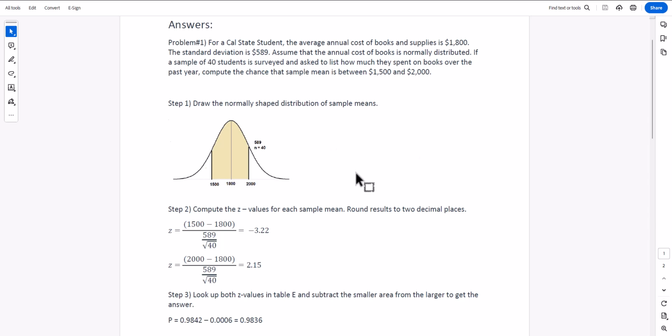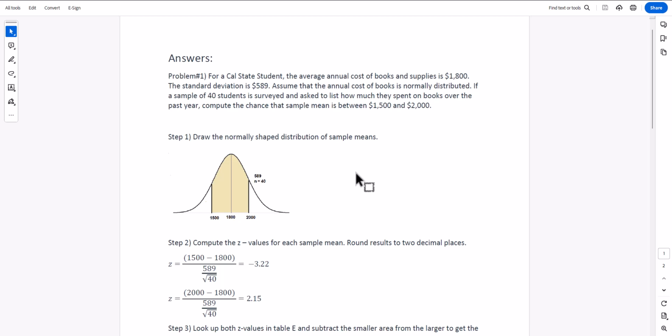It says, for a Cal State student, the average annual cost of books and supplies is $1,800. The standard deviation is $589. Assume that the annual cost of books is normally distributed. If a sample of 40 students is surveyed and asked to list how much they spent on books over the past year, compute the chance that the sample mean is between $1,500 and $2,000.